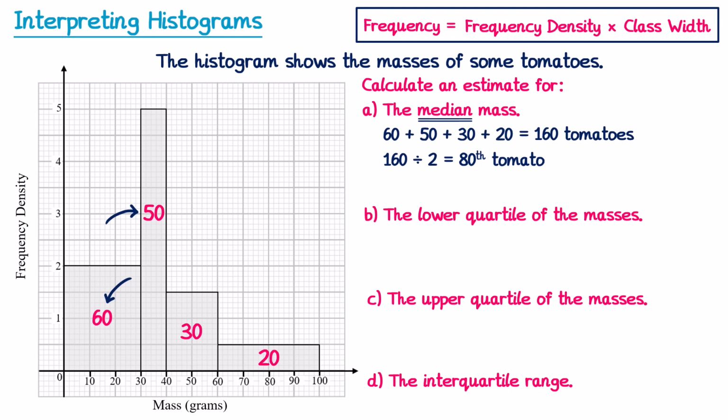The question is where? Would it be towards the start, towards the middle, towards the end? We need to work out exactly where it is inside that bar. Since we already have 60 from the first bar and we're trying to get to 80, we only need 20 more tomatoes. So we need 20 of the tomatoes out of that 50. As a fraction, that's 20 over 50, which would simplify to give you 2/5. So we're only interested in 2/5 of that bar.